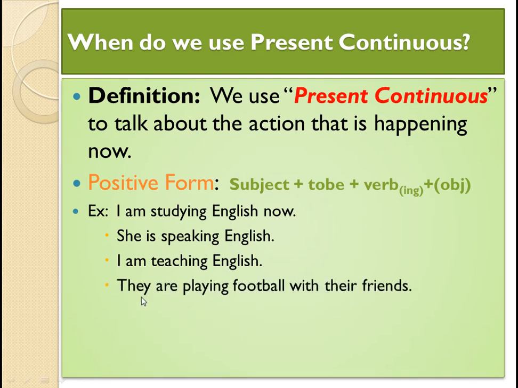They are playing football with their friends. They is the subject, are is the to be, playing is the verb ing, football is the object. And you can apply extra or other words here.